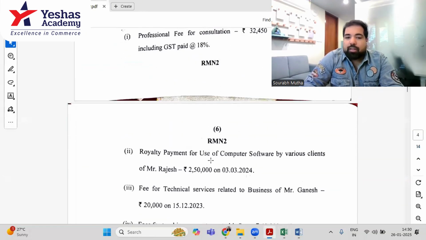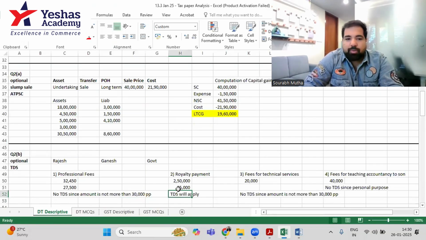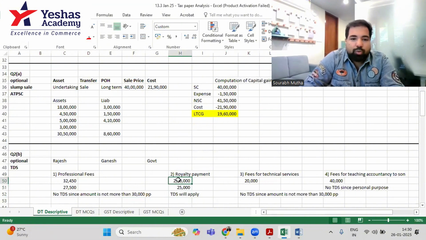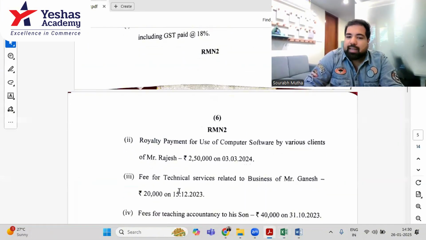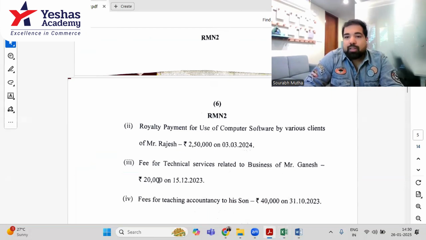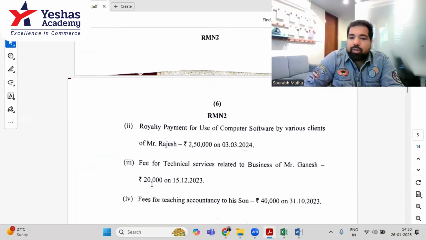Next, royalty payment is 2 lakh 50 on royalty payment for use of computer software. There will be TDS at the rate of 10%. So TDS will apply 25,000, which is 10% of 2 lakh 50,000. Next, technical fees. Technical fees, if you remember, the TDS rate reduces to 2%, but here it's only 20,000.